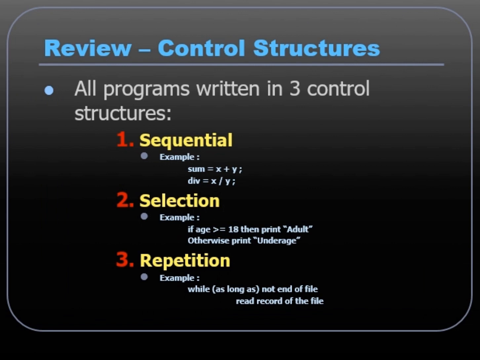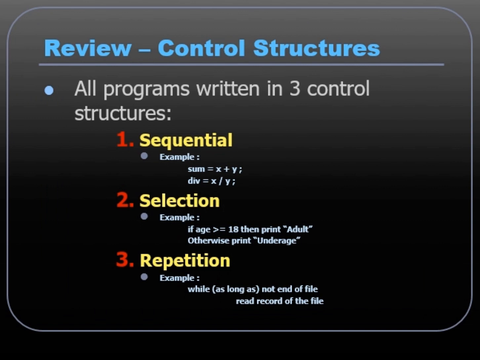For example, in the example, it gives the sum. It calculates the sum of two integers x and y, followed by calculating the division, the quotient of the two numbers, x divided by y. It gives the result and calculates the result. Selection is making a decision, which is what we'll cover in this lesson. For example, if age is more than or equal to 18, then print adult. If it's not, which means less than 18, print underage.